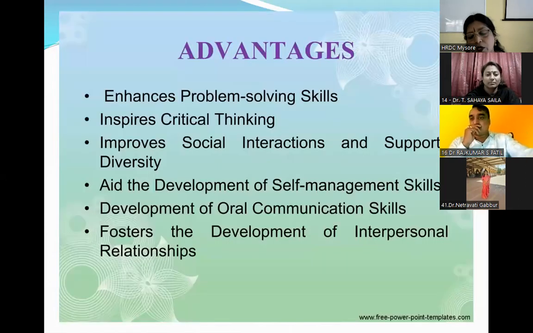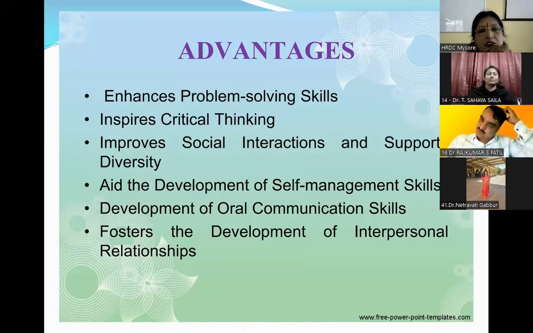So when we are talking about advantages, there are certain disadvantages also. So what are the disadvantages? Can I have one or two disadvantages when we follow this group method?